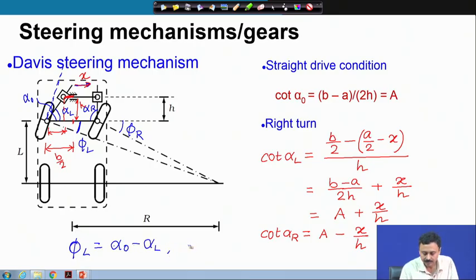Similarly, phi r, remember that initially it was oriented like this, now it has become alpha r. So, phi r must be alpha r minus alpha naught. So, this angle is phi r and this angle is phi L.